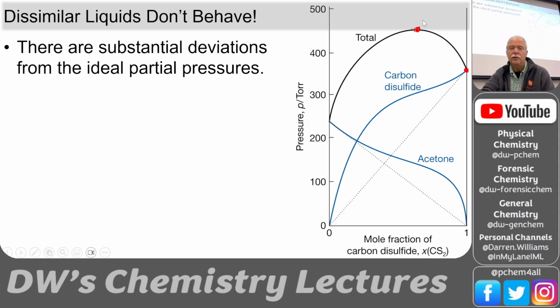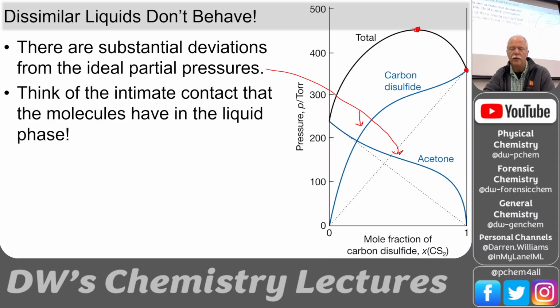So there are substantial deviations from the ideal partial pressures, which is what we get down here. So these deviations right here. And then when you add those together, you get the Dalton's law line. So this total one is still Dalton's law.